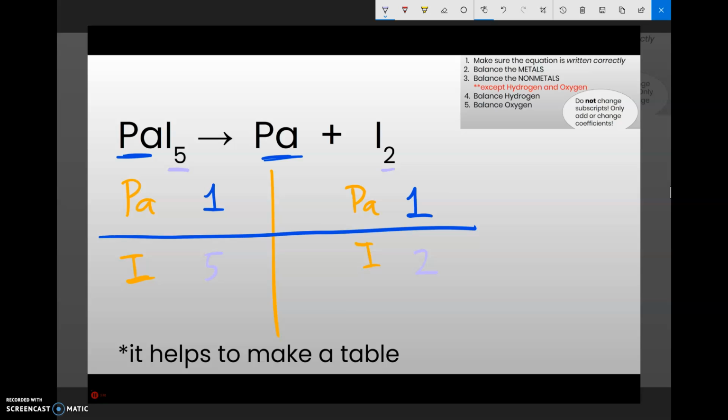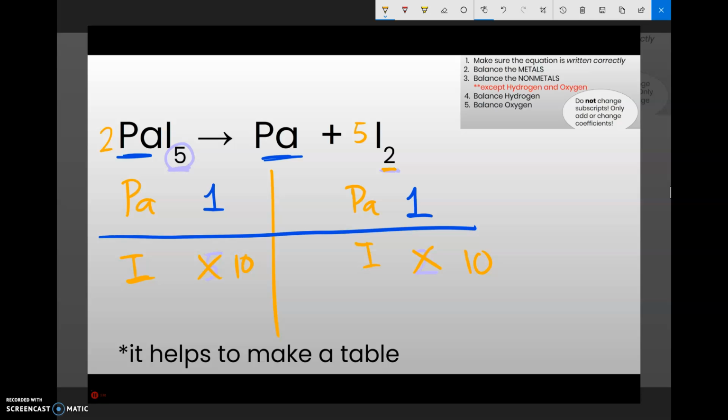So when it comes to something like this, we're going to take the least common multiple of 5 and 2. So what is the least common multiple of 5 and 2? 10. So over here, 5 times what makes 10? The answer is 2, so we're going to put a 2 in front of there because now 2 times 5 makes 10. So now we've changed that to be 10. Over here, 2 times what makes 10? The answer is 5, so then that changes to 10. Okay, now remember, when we balance one element, sometimes it unbalances another one.